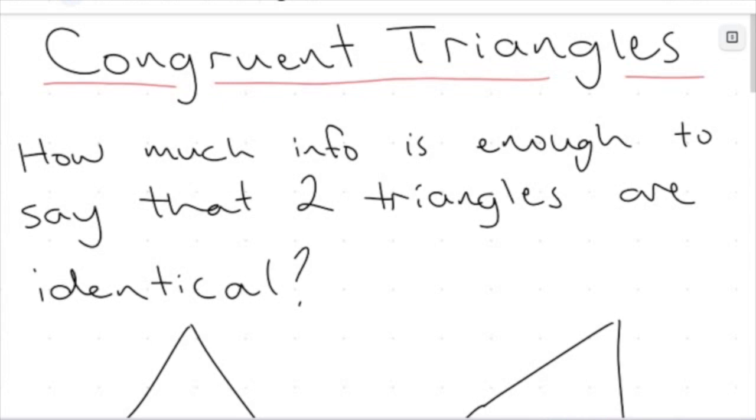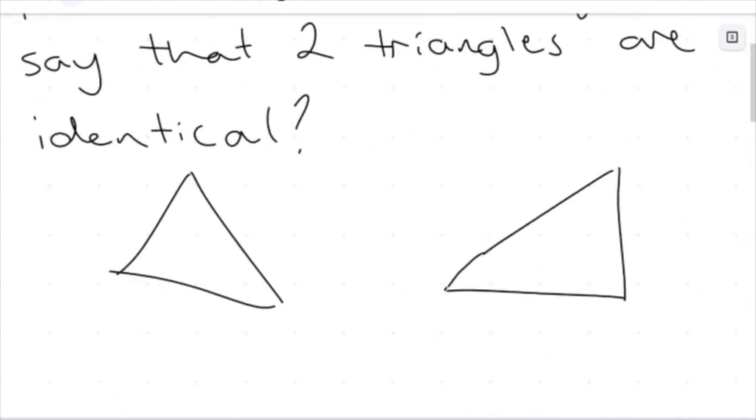And this question is, how much information is enough to say that two triangles are identical? Now, to some of you, this may be trivial. Some of you may say, oh, I can just look at them. They kind of look the same, whatever. But what makes these two triangles identical? What are the pieces of information we require?